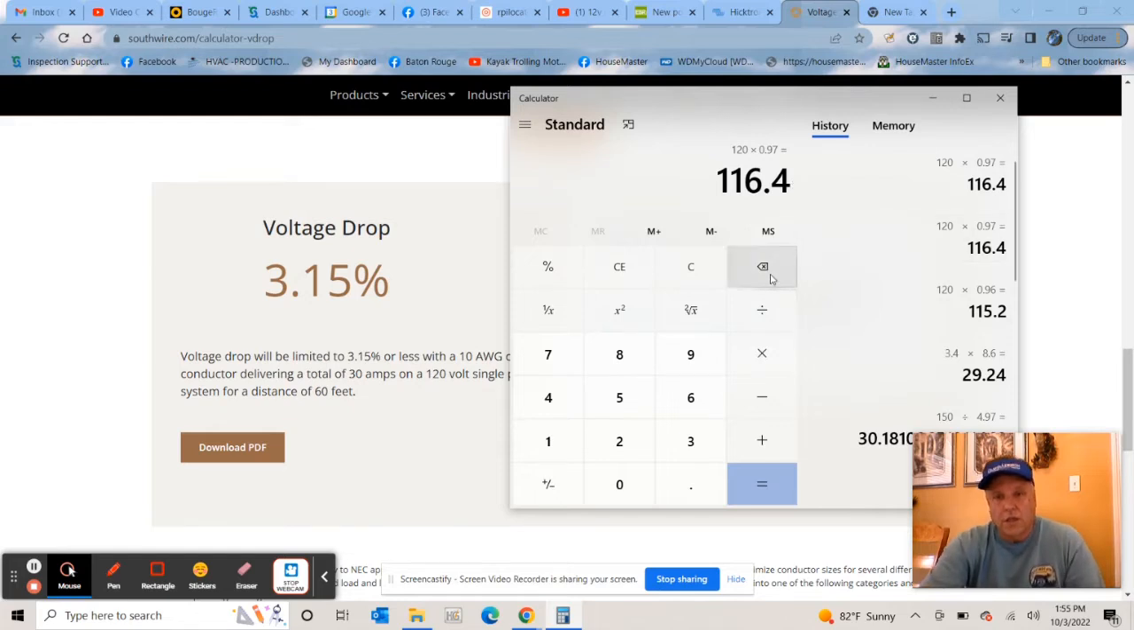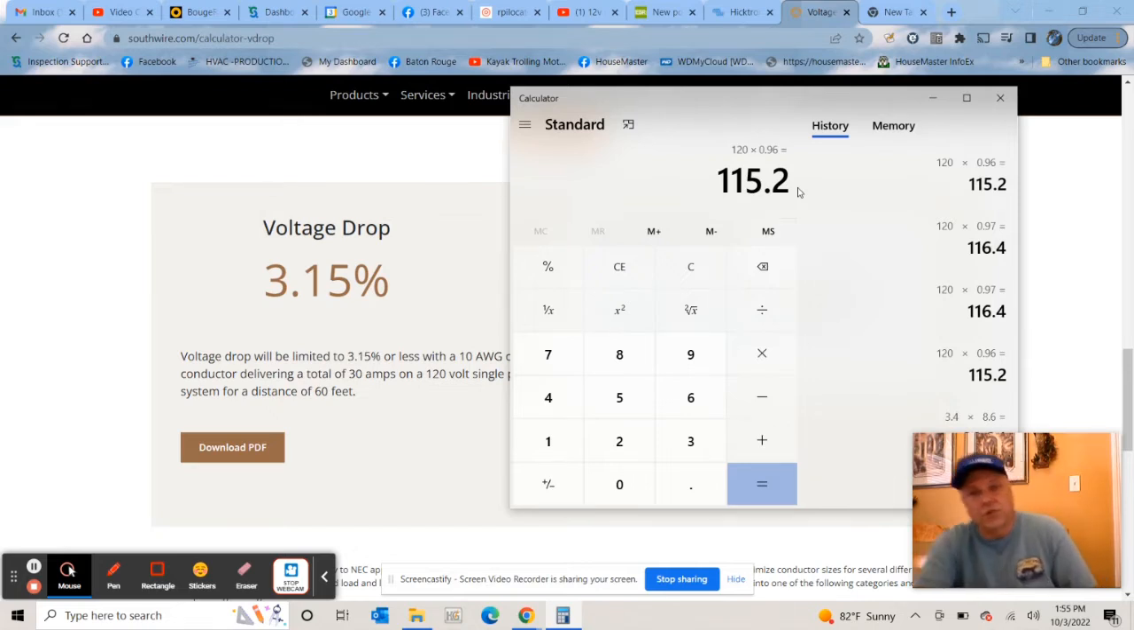So let's say we had that same 120, and I'm actually using my 75-foot cord, which was a 4% drop, just under 4%. We'll use 4%. So we multiply that by 0.96, and we get 115.2 volts. So see, not a significant drop for that extra 25 feet there.